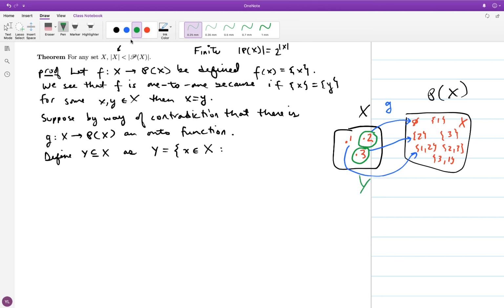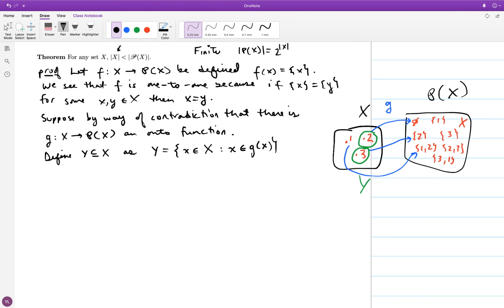So I want to define y to be all of the elements of x such that g of x contains x as an element. I should write that in another order. x is an element of g of x. See, this looks awkward right here, but think about what the function g does. g of x is a subset of x, right?